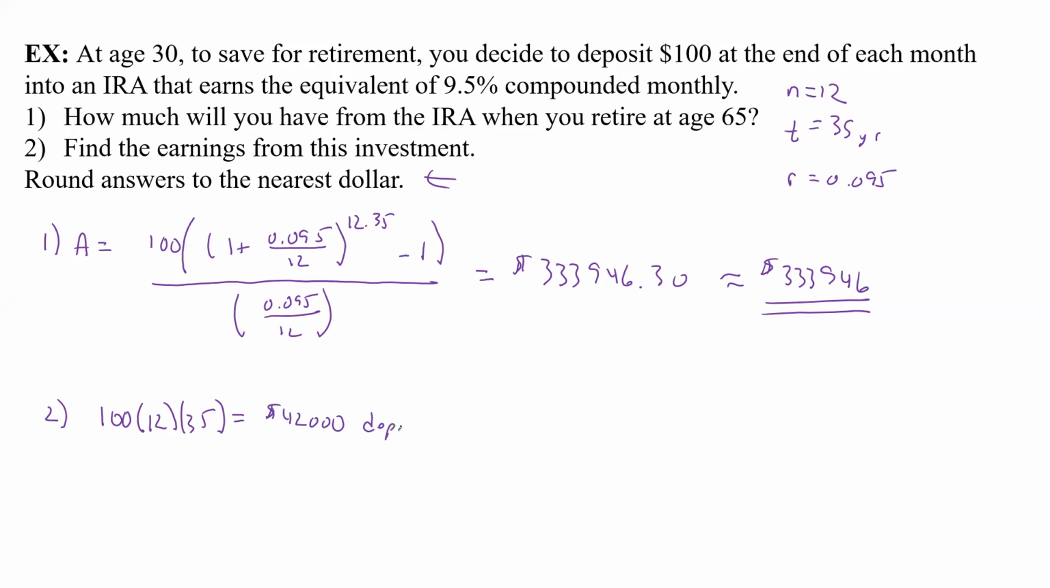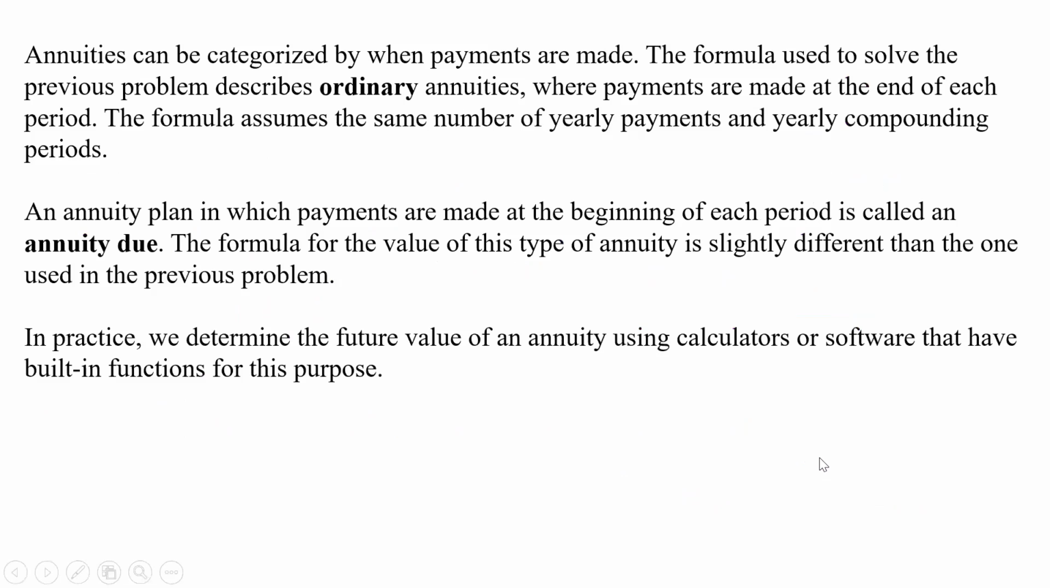So that's 42,000 deposited. Now, what's the interest? That's going to be 333,946, and then we subtract off the 42,000. That's going to be 6, 4, 9, 1, 9, 2, so $291,946. This is how much interest we made on just depositing that $42,000 over those 35 years. So quite a bit of interest that we're gaining here. That really shows you that you want to save money.